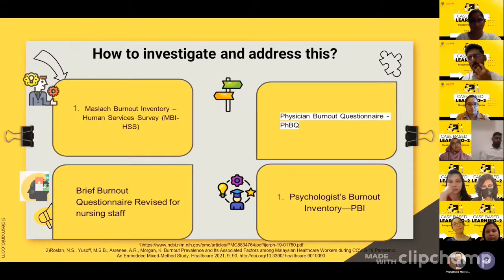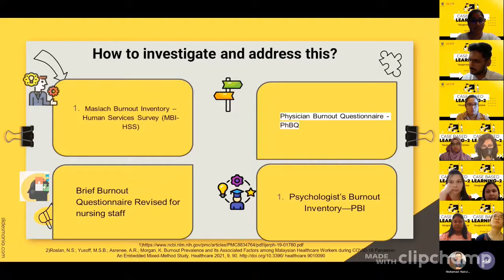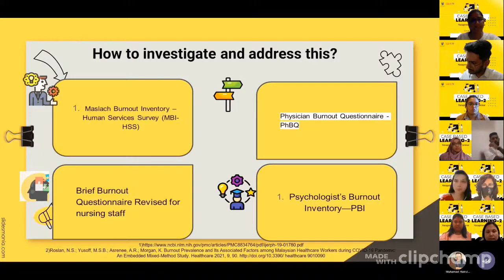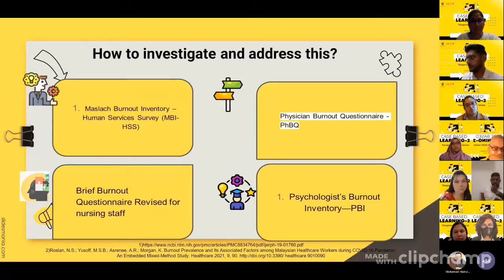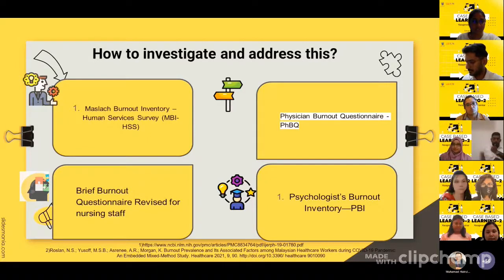There are a few ways to measure burnout based on occupation. The following can be used for healthcare workers. First is the Maslach Burnout Inventory Human Services Survey, MBI-HSS. This is a 22-item survey applicable to jobs such as medical professionals and also social workers. Second is the Brief Burnout Questionnaire revised for nursing staff. This is an alternative instrument to MBI-HSS. This comprises 21 items that evaluate the burnout syndrome itself, together with antecedents and consequences. The third is the Physician Burnout Questionnaire, PHBQ, also another alternative to MBI-HSS.